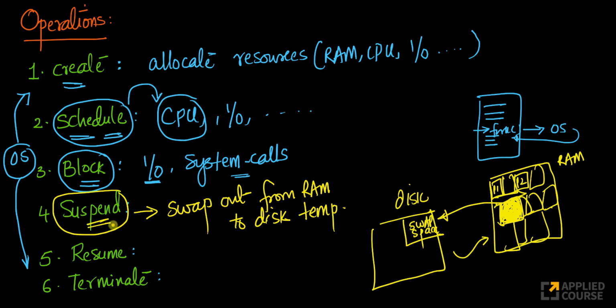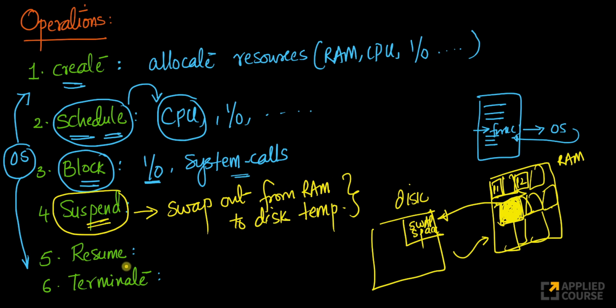But suspension is a very important thing because my RAM is also limited, right? I can't have thousands of processes. I don't have unlimited RAM. I have a limited RAM, which means I should have this scheme wherein if the RAM is fully filled and I want to run something very important, then I need to be able to suspend a process and swap it out from the RAM to the disk temporarily.